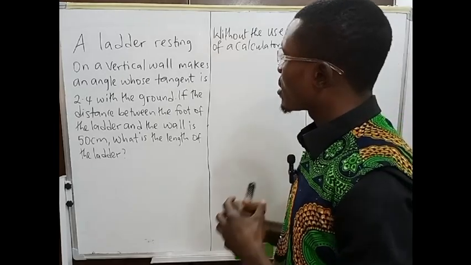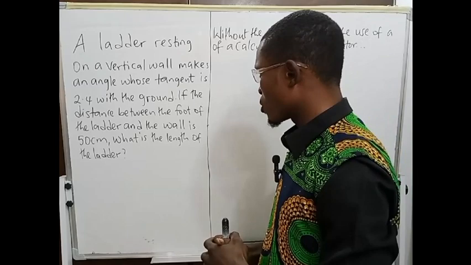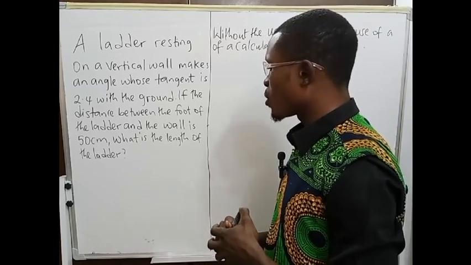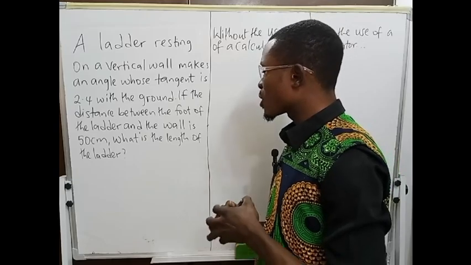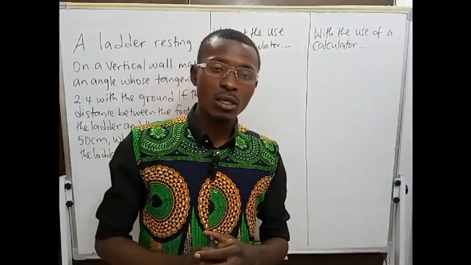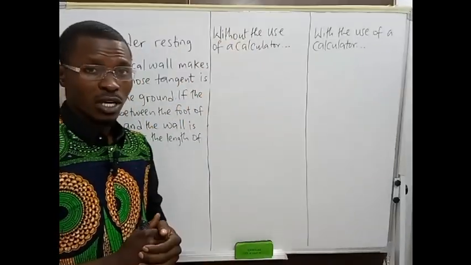A ladder resting on a vertical wall makes an angle whose tangent is 2.4 with the ground. If the distance between the foot of the ladder and the wall is 50 centimeters, what is the length of the ladder? I'm going to show us two ways with which to tackle this problem. First, without the use of a calculator. Next, with the use of a calculator.